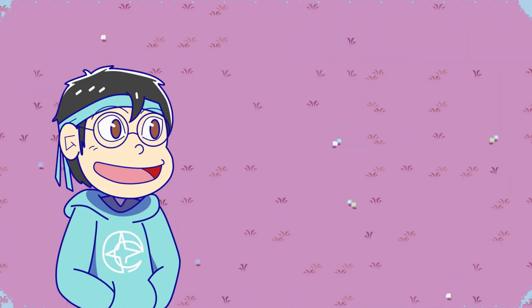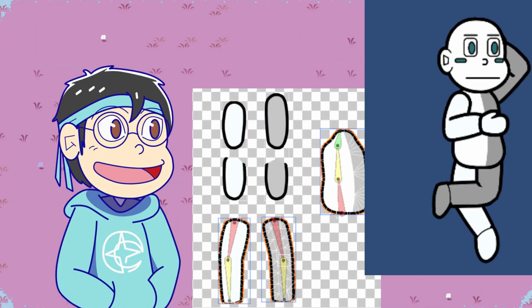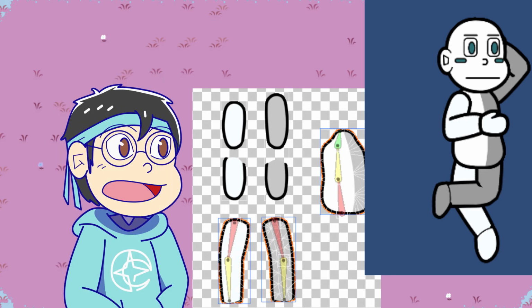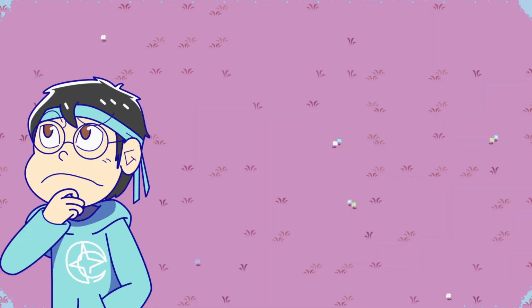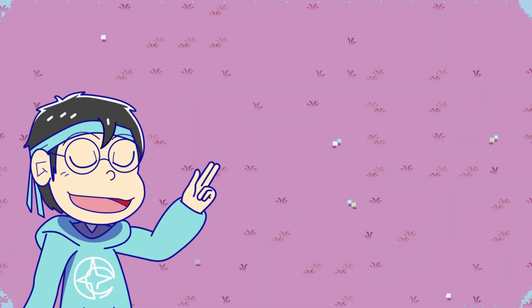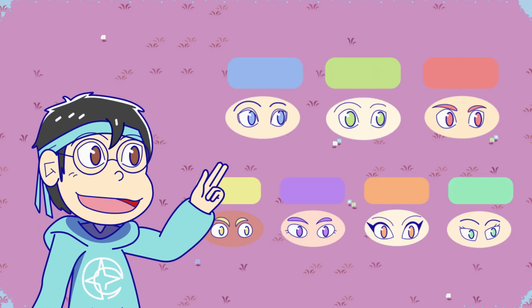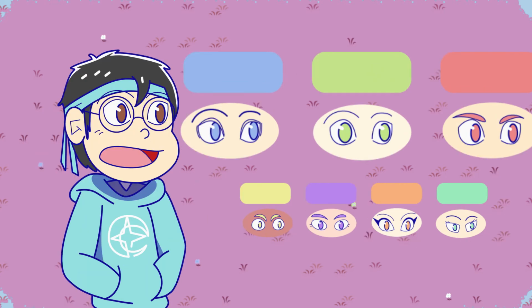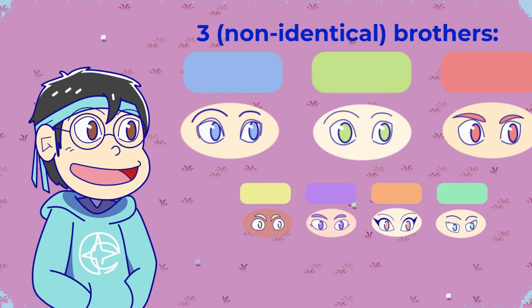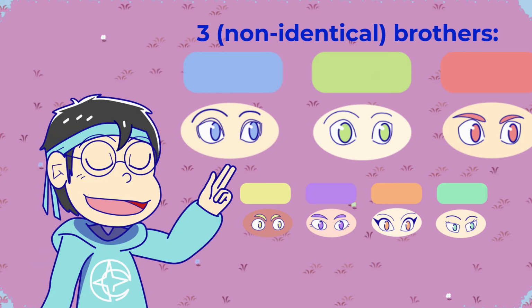And in my case, I want to reuse the skeleton and animations, which means I can't contrast the body types too much, or the animations may break. I can, however, change other things. Following the Osomatsu-san example, I drew everyone's eyes side by side to ensure they all look different. Something to note is that some of the characters have the same eye format. The reason for that is that they are brothers, and even so, I changed other things around to keep everyone unique in some way.